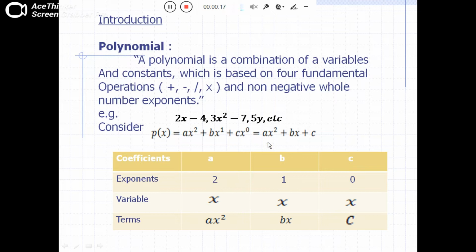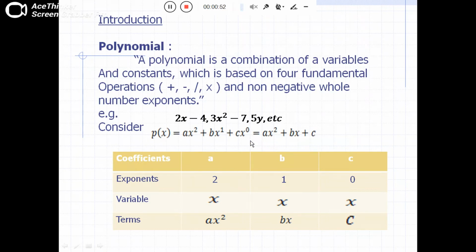Exponent: x is the variable and its power is 2, so 2 is the exponent. In the second term bx, the variable is x and its exponent is 1, and in the third term, the constant term, you see there is no variable, so its exponent is 0. Now in all three terms the variable is x. How many terms are there? Ax square is the first term, bx is the second term and c is the third term. So there are 3 terms in this.